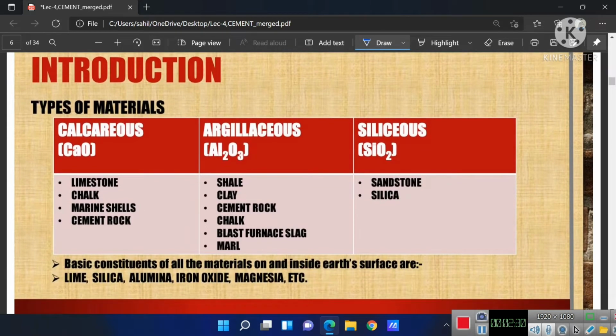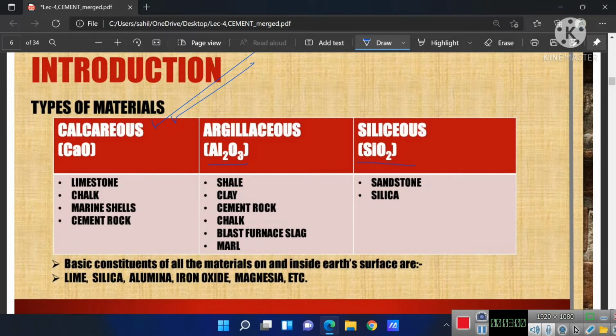Now here is the classification of different materials found on and inside the earth surface. These materials can be categorized in three types, that is calcareous, argillaceous, and siliceous. In calcareous, the major constituent is CaO, that is calcium oxide, in argillaceous material the major compound is Al2O3, and in siliceous material the major compound is SiO2.